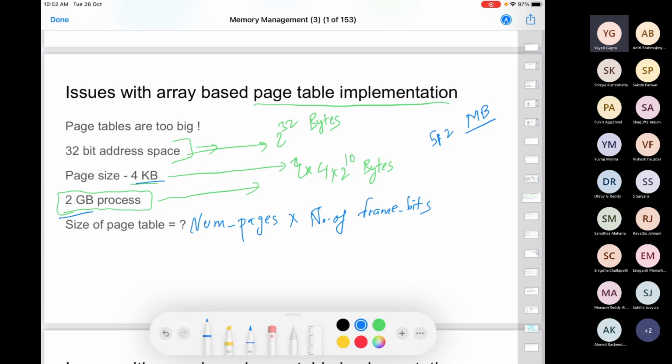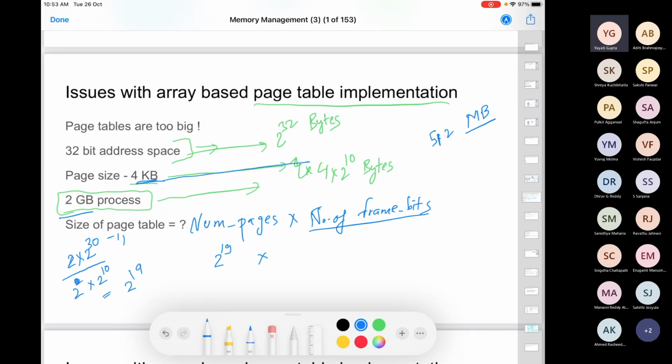You have a 2 GB process, which is 2 into 2 to the power 30, divided by the page size, which is 4 kilobytes. So 2 to the power 2 into 2 to the power 10, right? How much is it? So this cancels out. So 30 minus 11 is? Right, so we have 2 raised to the power 19 pages into how many bits we have to address a particular frame.